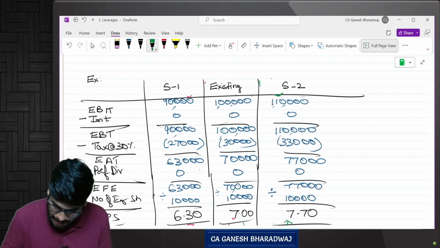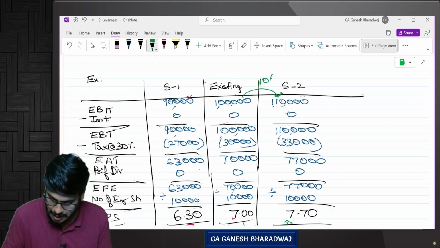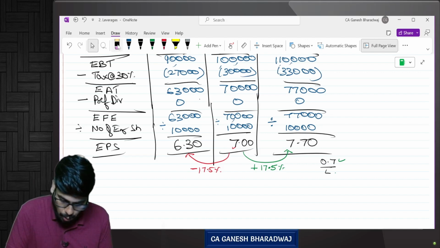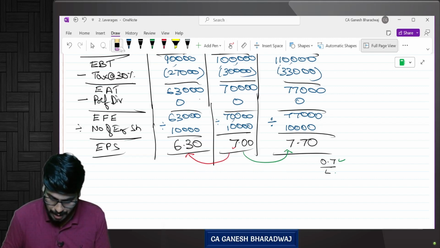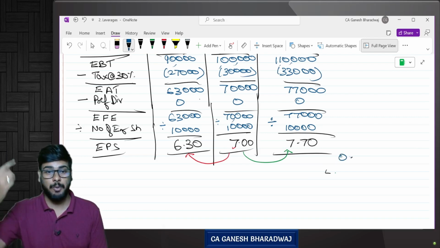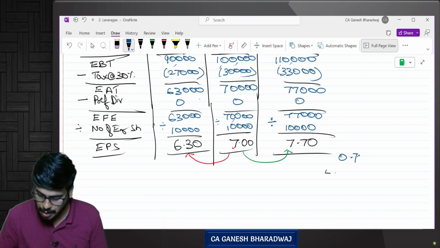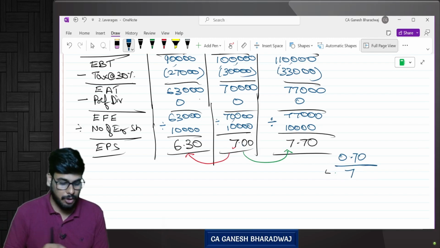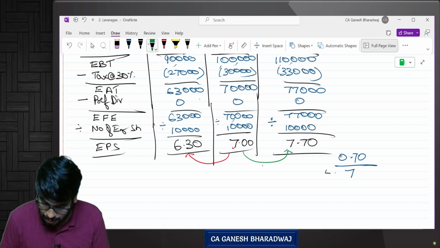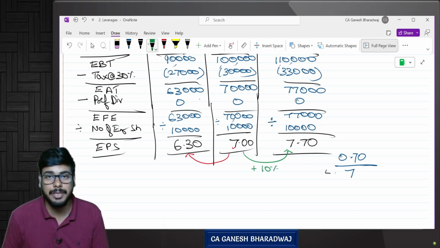Now, if I increase my sales by 10%, correct? 10,000 upon 1 lakh is going to be 10%. Now, what happens to my EPS? From 7, it became 7.7. So, what is the change? Change is going to be 0.7 divided by the base 7 into 100. 0.7 divided by 7 is going to be 10%. Are you clear with this?